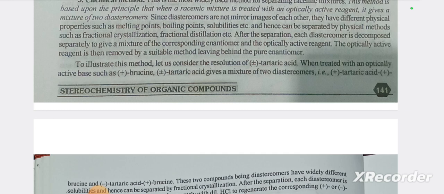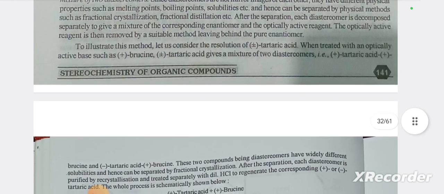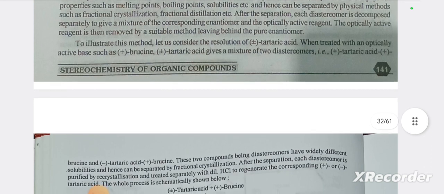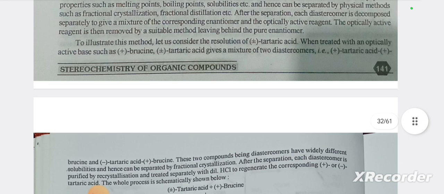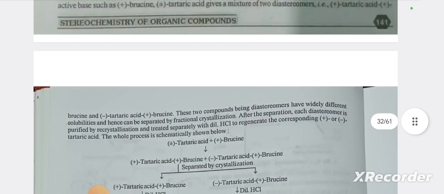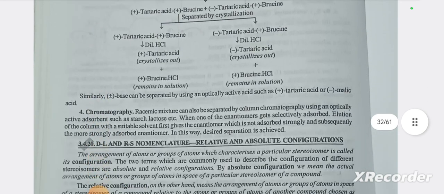After the separation, each diastereomer is decomposed separately to give a mixture of the corresponding enantiomer and the optically active reagent. The optically active reagent is then removed by a suitable method, leaving behind the pure enantiomer. To illustrate this method, let us consider the resolution of tartaric acid. When treated with an optically active base such as brucine, tartaric acid gives a mixture of two diastereomers.